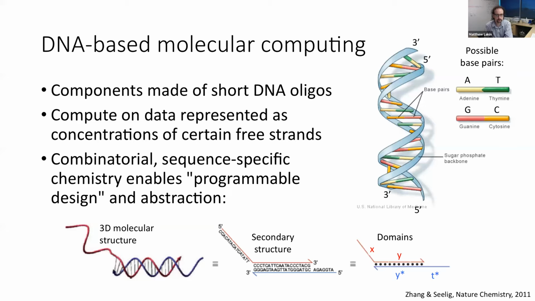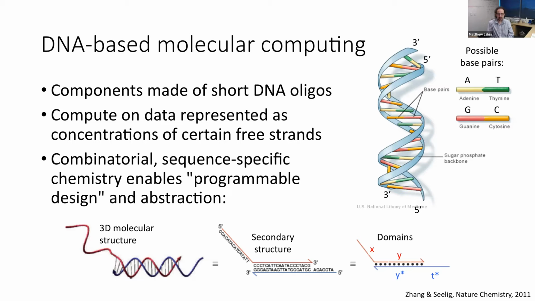So I guess I covered some of this. The components in a DNA molecular computing system are typically made of short DNA oligos, relatively short compared to genomic DNA. And the way that they compute is on data represented as the concentrations of certain free strands. So we're not synthesizing new strands or anything like that, although that's not in this talk. Rather, the strands are there, but potentially bound to others in particular conformations. And the concentrations of certain strands free in solution, that is to say not complexed with anything else, are going to represent our data. So they're going to represent numbers, right?